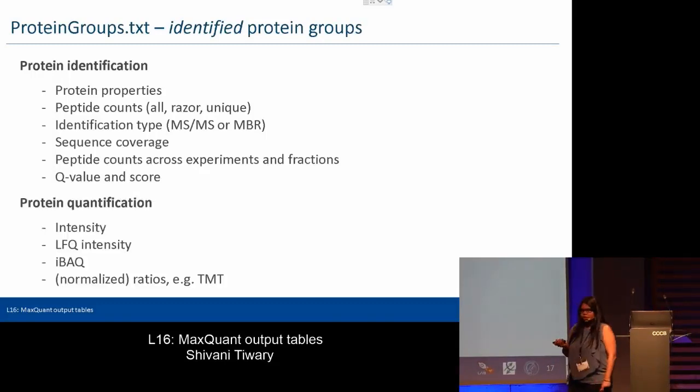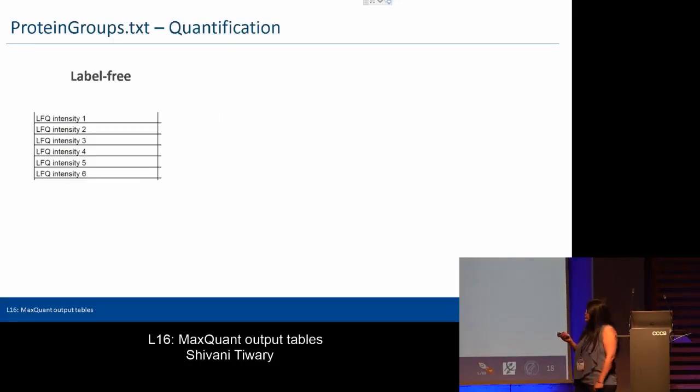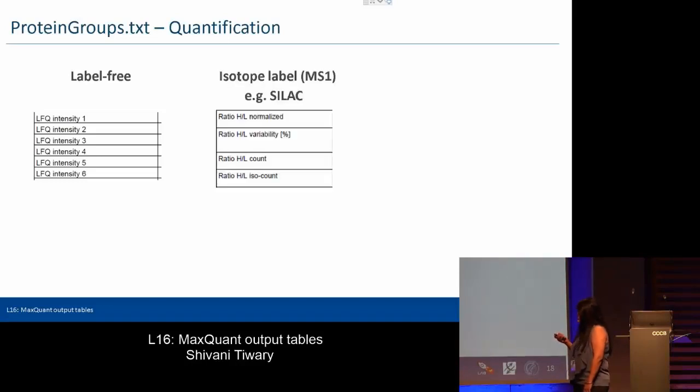Also, you get quantification information, such as intensity. And if you do label-free quantification, then you get label-free intensities. And for isobaric, you get your normalized ratio, as for example, for TMT. So here you can see that for label-free, there are new columns generated, and these are the intensities corresponding to label-free experiments. And for isotope labeling, such as SILAC, you get ratios from heavy to light, or heavy to medium, if you choose that.